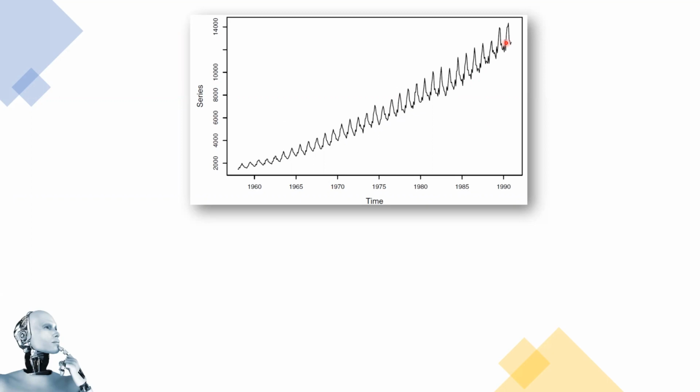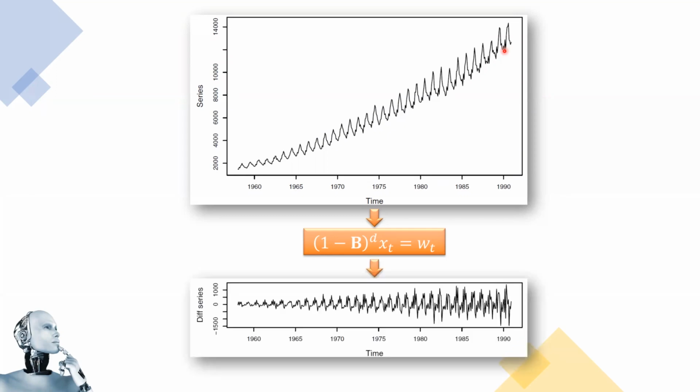What we do in the integrated part is calculate the difference of the data set: one point minus the other, one point minus the other. So it's just a differentiation. When you apply a differentiation on this data set, we get this: a data set that doesn't have the trend. So now we call this data set stationary.